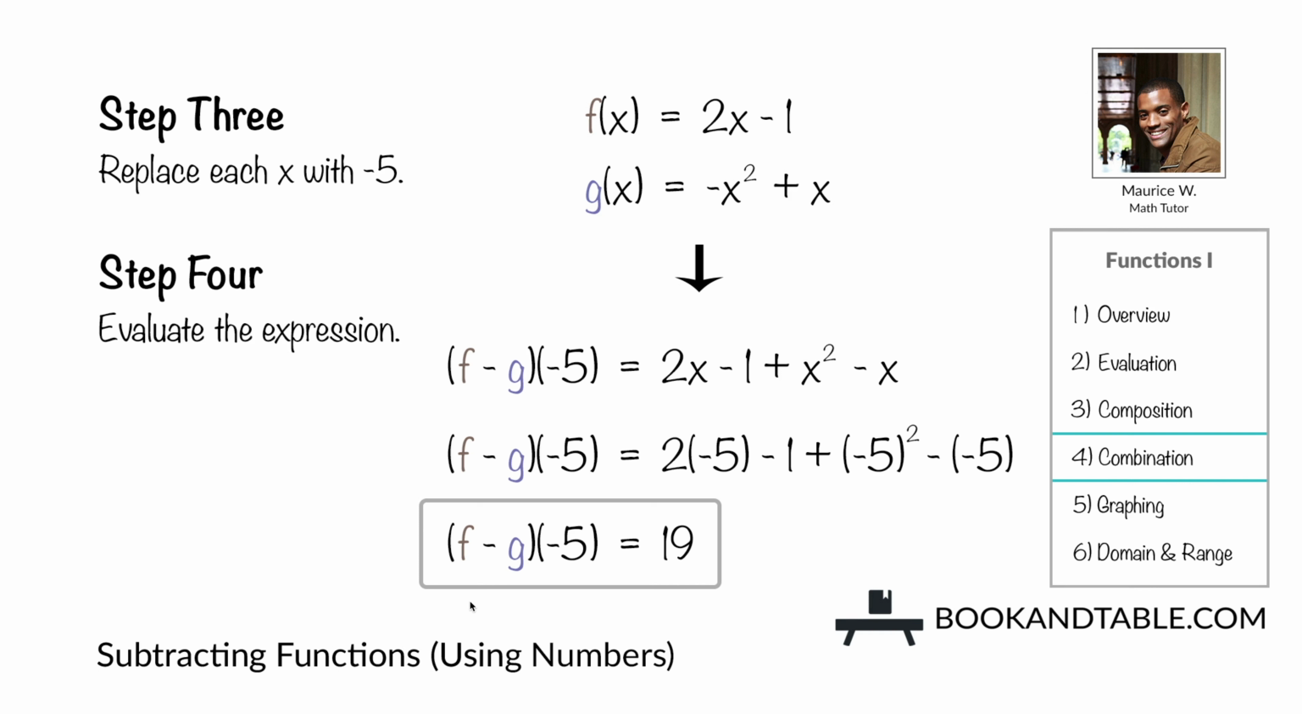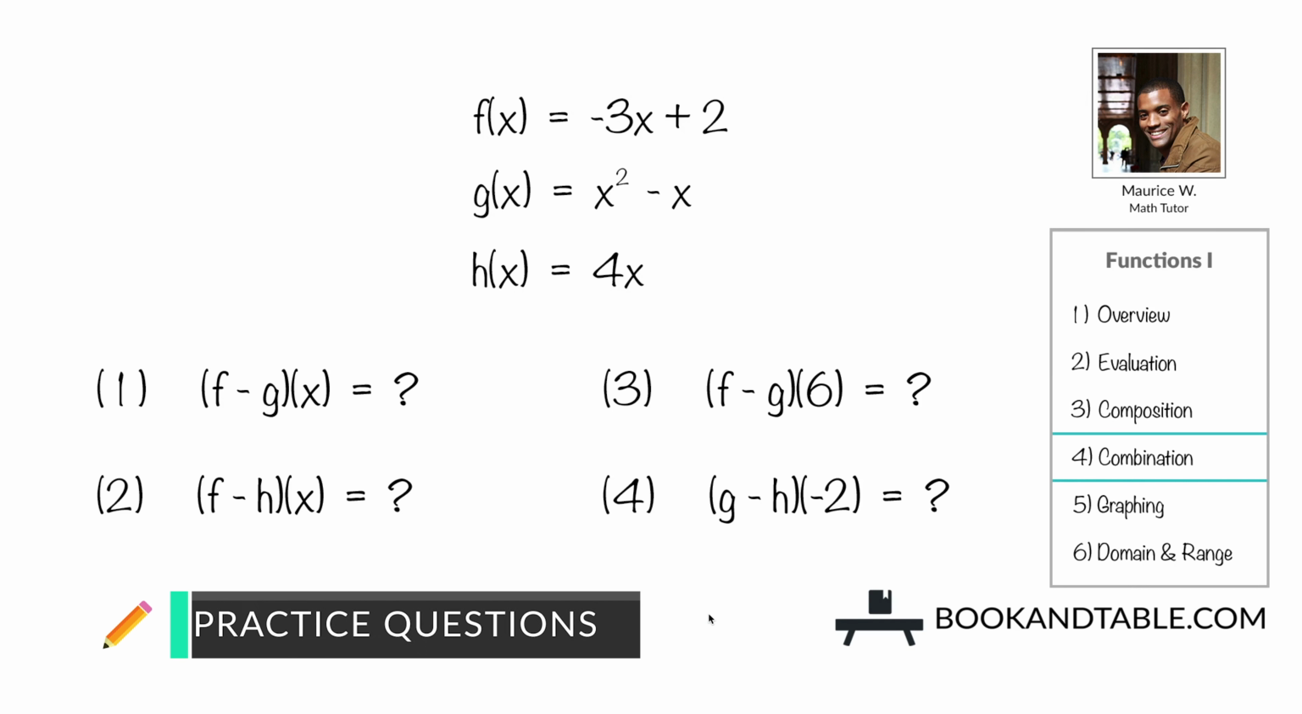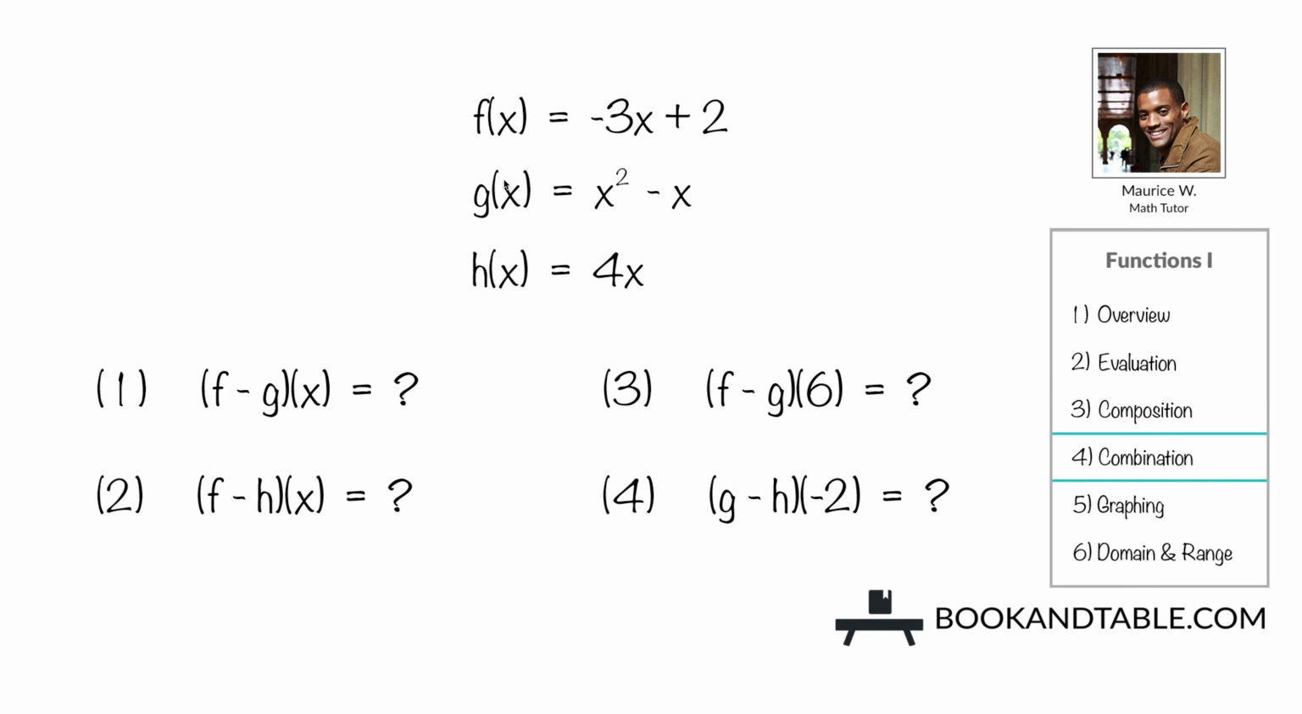So that is how we go about subtracting functions using expressions and numbers. Let's now have you complete a few practice questions. F of x is equal to negative 3x plus 2. G of x is equal to x squared minus x. And h of x is equal to 4x.